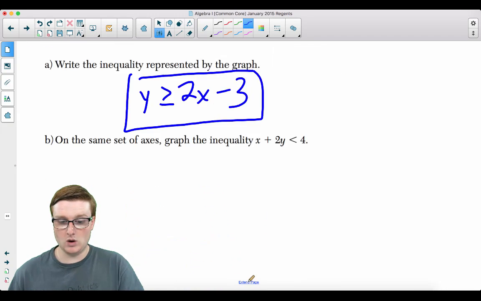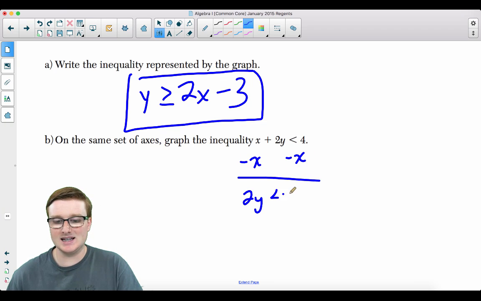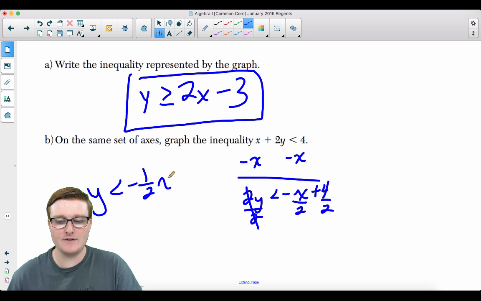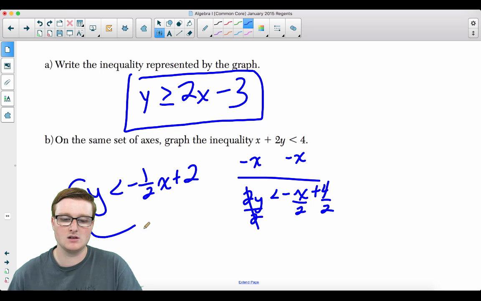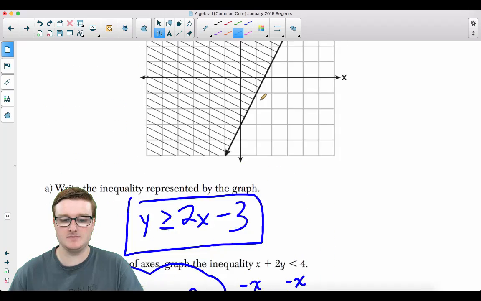Problem is I want to put this in y equals form. So I'm going to subtract the x on both sides. You get 2y is less than negative x plus 4. And now I'm going to divide everything by 2. So you get y is less than negative 1/2 x plus 2. So I'm now going to graph that on my set of axes.